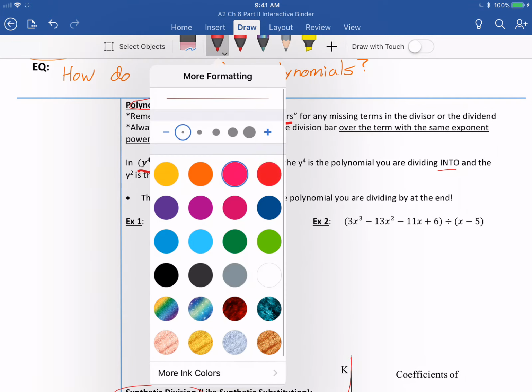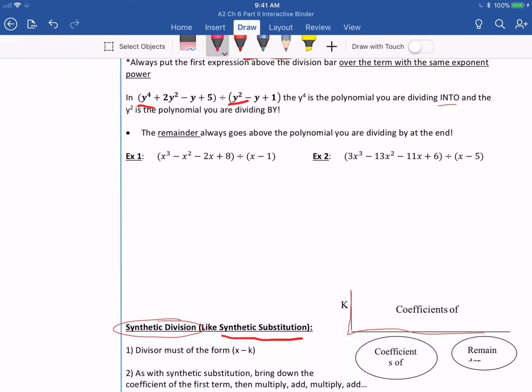So the first one, I'm taking this x to the third polynomial and dividing by this x minus 1. I know it has been a long time since you've done long division, but you take what you're dividing by, so that x minus 1, put it out in front, and then you have this big bracket, and then you have your x cubed minus x squared minus 2x plus 8 underneath there.